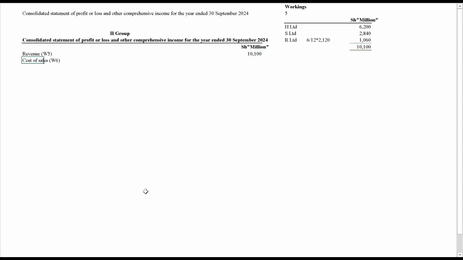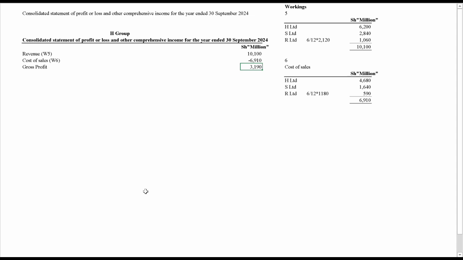Then you go to the second, which is cost of sales. We do the same. So in working 6, we have to get the H Limited, which has been given 4680, S 1640. The same scenario for R, we have to multiply by 6/12 to get 590. So the total there is 6910. Then we get our gross profit, which is 110 after you subtract that.